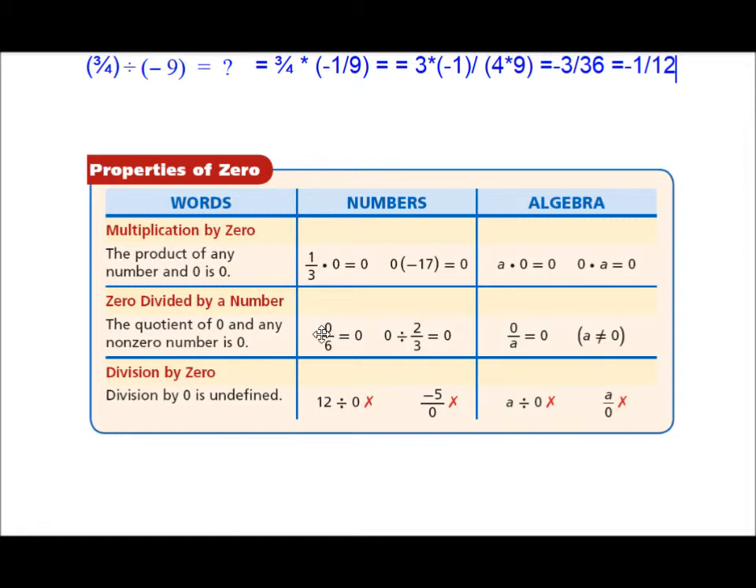So whenever 0 is divided by any number, the answer is 0, where the number is not 0. Like 0 divided by a is equal to 0, where a is not equal to 0. Because whenever there is a division by 0, it is undefined. Like 12 divided by 0 is not defined. Minus 5 by 0 is undefined. A divided by 0 is undefined. So anything divided by 0 is undefined.